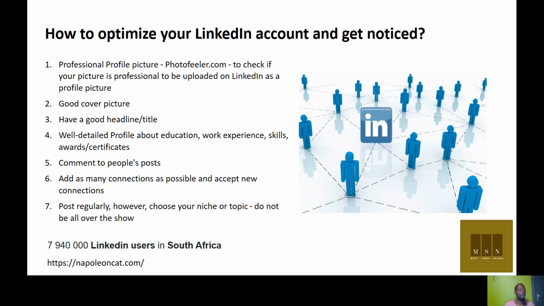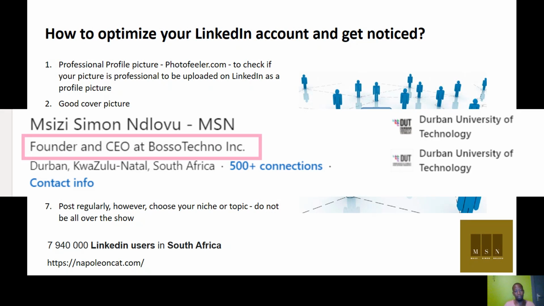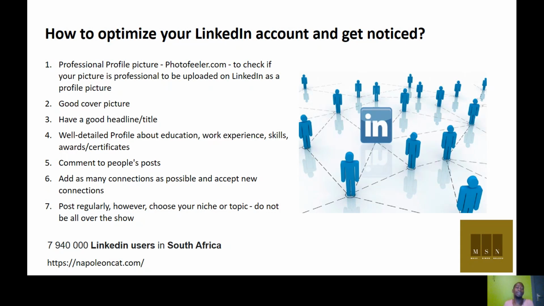And then number three, you need to have a good headline or title in terms of who you are or what you do. For instance, me, I'm a founder and a CEO. I'm also an author. I'm also a YouTuber, a podcaster. So you can list all of your titles or the things that you are doing currently.